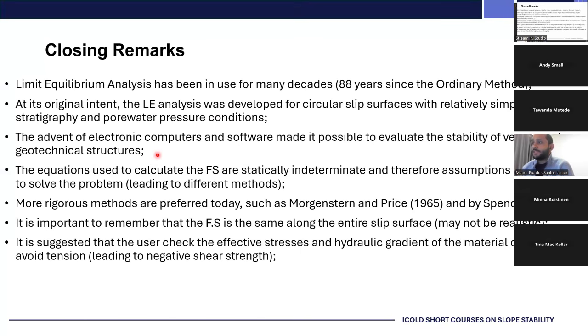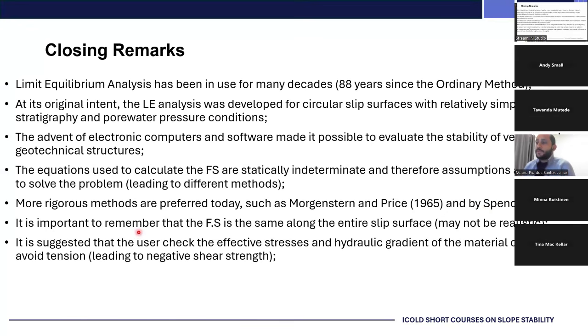You can't calculate the factor of safety equations if you don't have certain assumptions in them. So that's what leads to many methods, depending on which equations of equilibrium are being solved and what the assumption is in terms of interslice shear forces. The more rigorous methods, such as Morgenstern-Price and Spencer, are being used today, and I think they will continue to be, as they are the ones that solve both moment equilibrium and force equilibrium.